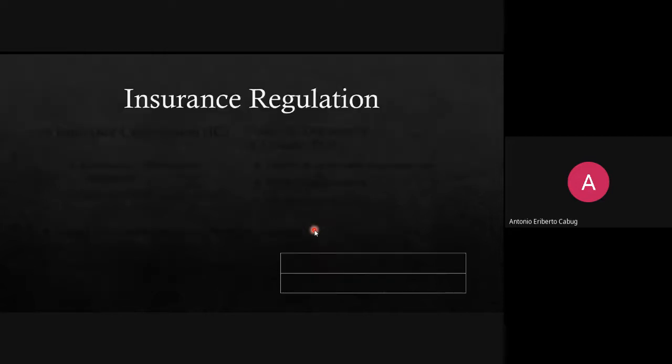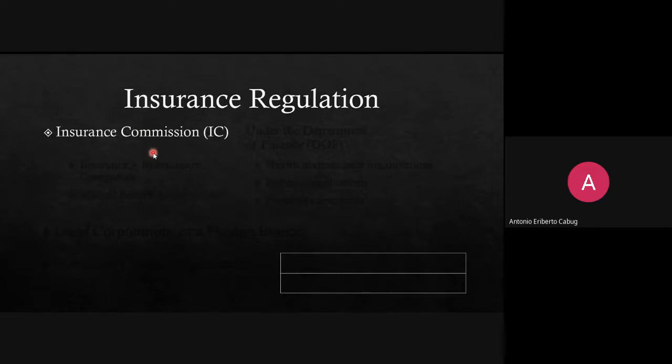Okay. So, let's now proceed to insurance regulation. Insurance regulation, we have the insurance commission. The government agency responsible for the monitoring and regulation of insurance is the insurance commission. Who regulates the insurance companies? The insurance commission, IC. Commission here is the institution, ha.